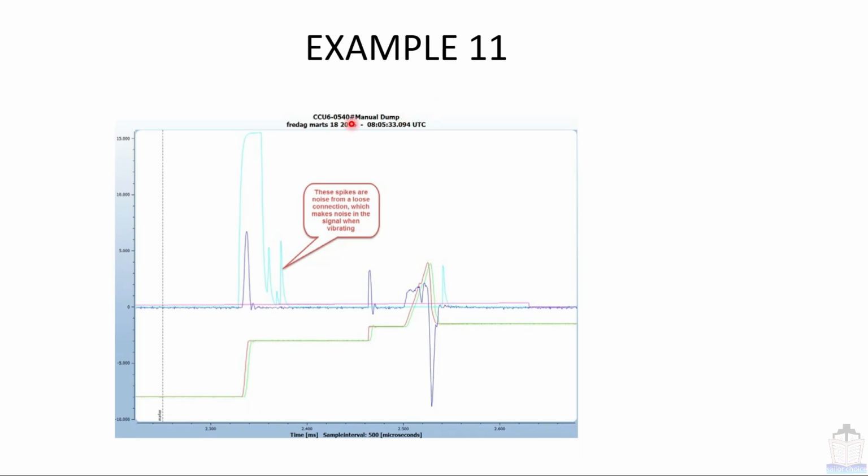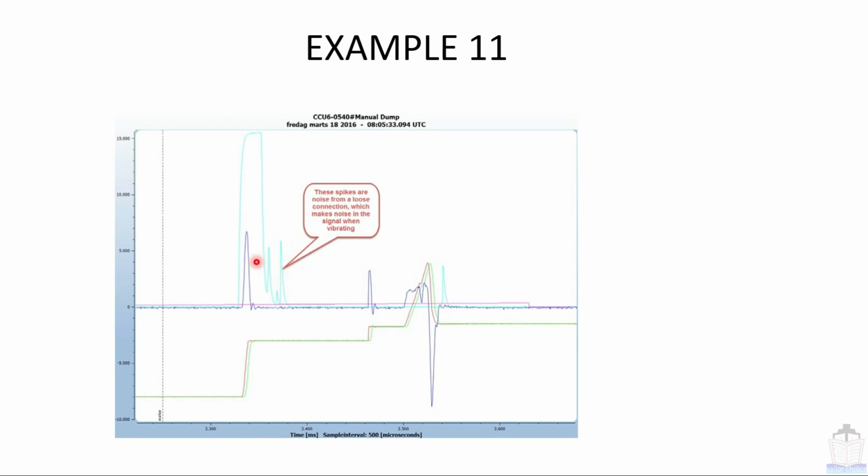Next example. This is a manual dump. That means there is no alarm, engine is running smoothly. Here this is the enlarged view, and it is written that these spikes are noise from a loose connection which makes noise in the signal when vibrating.